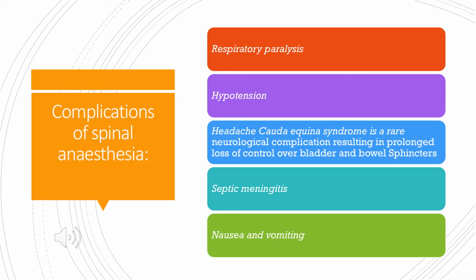Coming to the complications of spinal anesthesia, it may develop respiratory paralysis, hypotension, headache, and cauda equina syndrome, which is a neurological syndrome developed because of damage to the nerves at the end of the spinal cord, which may result in prolonged loss of control over the bladder and bowel sphincter. It may also develop septic meningitis, nausea, and vomiting.